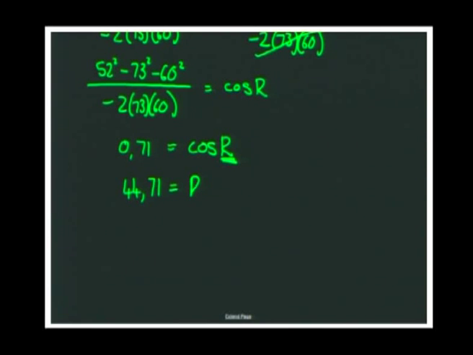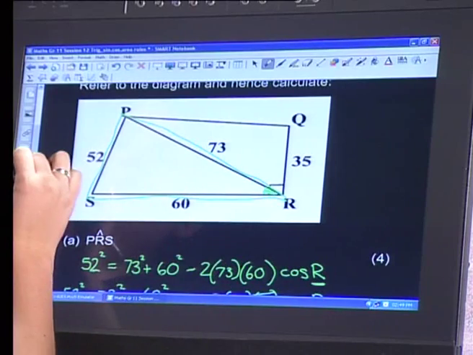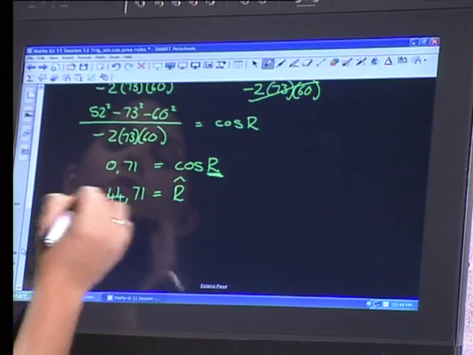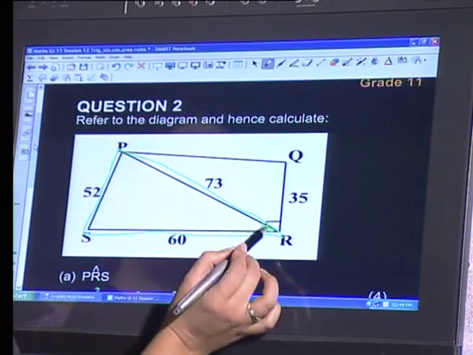44,71 is equal to r. And now we go and look at our diagram and say, well, let's have a look. That's my r there. I just got a value of 44,71. Is this an acute angle?